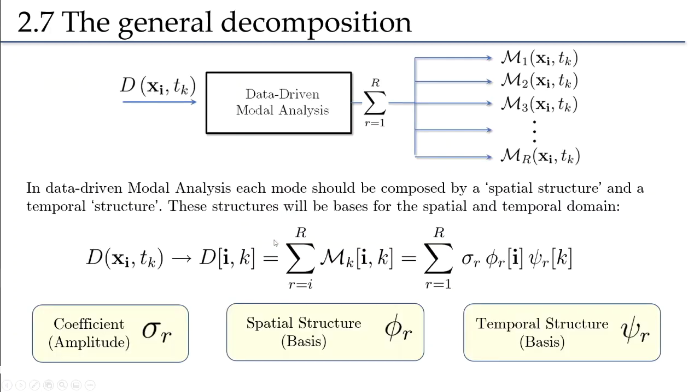For the purposes of this work, it is important to understand that in classical linear modal analysis, every mode is composed of three parts. We have an amplitude that tells how important every mode is, a spatial structure that represents a basis for the space domain, and a temporal structure that represents a basis for the time domain. To see how the concepts I have previously introduced apply to modal analysis, you first need to get used to seeing datasets as matrices.